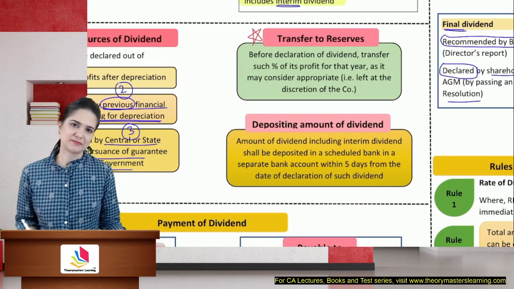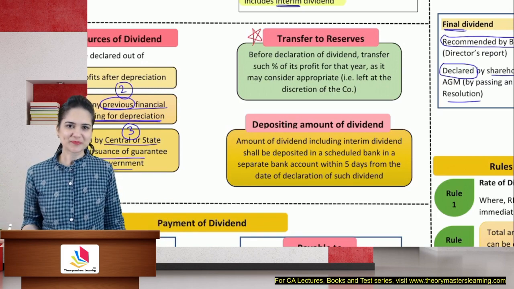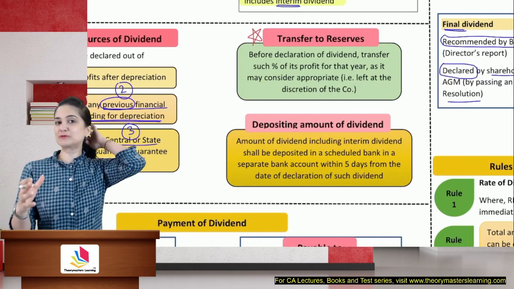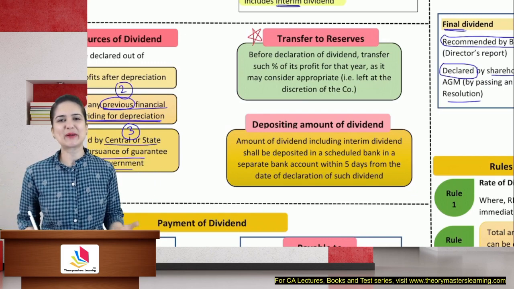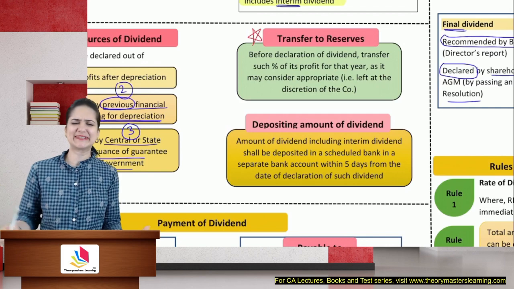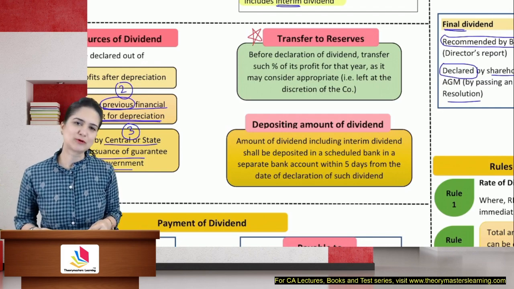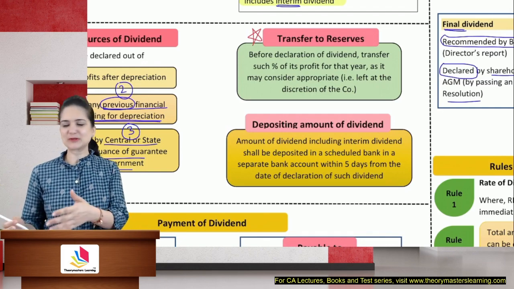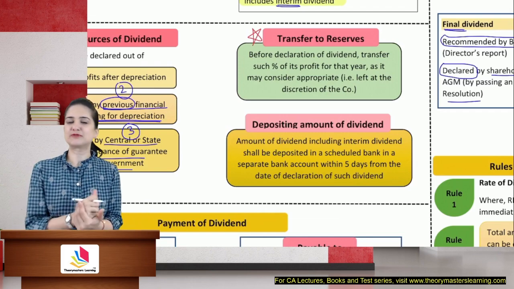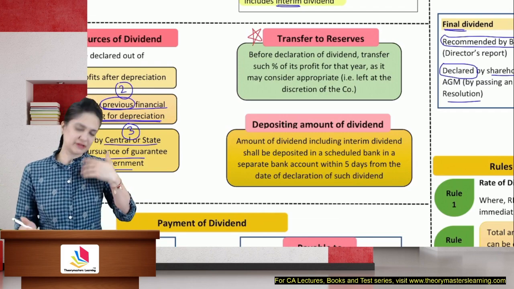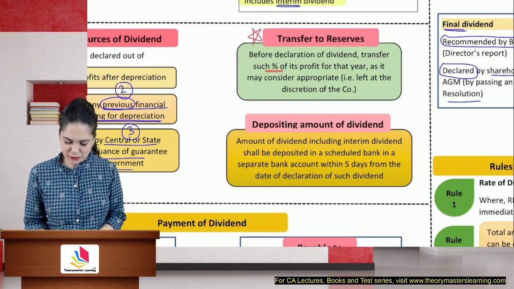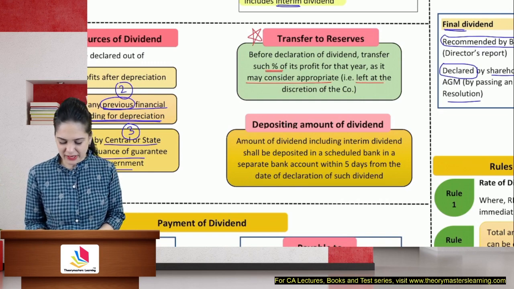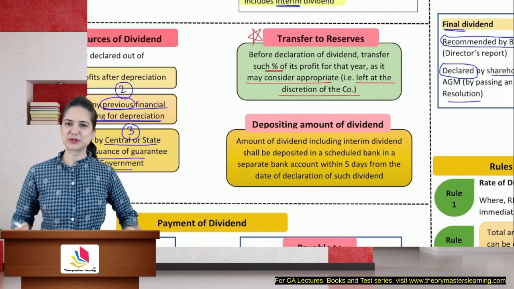You can't force. See, your parents also cannot force you. If you tell them, no, I want to spend, very rarely I get this amount of money, I want to go and buy a mobile, or I want to spend on clothes, or whatever it is, they can't force you. Similarly, here also we can't force the company that you have to transfer. So we just give a suggestion that before declaration of dividend, transfer such percentage of profit as you may consider appropriate. This is left at the discretion of the company.